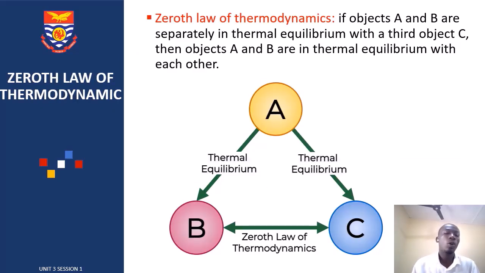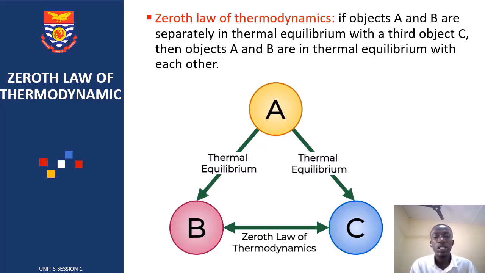Let's look at the zeroth law of thermodynamics. Before we can state or understand the zeroth law, we should understand what is called thermal equilibrium. Thermal equilibrium is a situation in which two objects in thermal contact with each other cease to exchange energy by the process of heat, and therefore the two are at the same temperature.